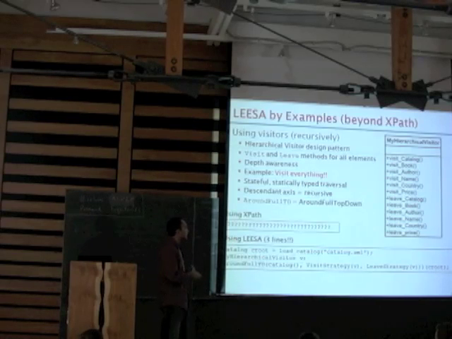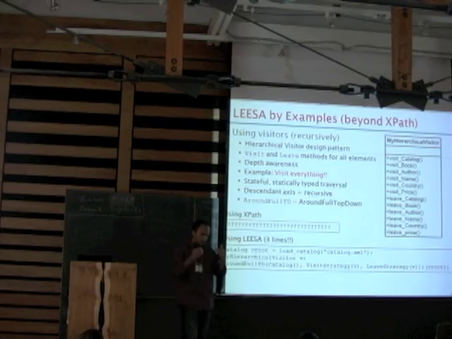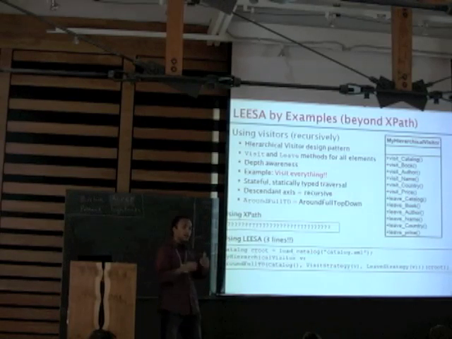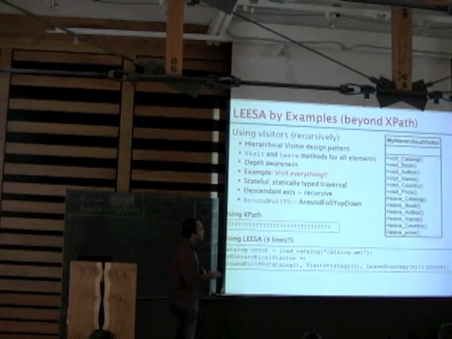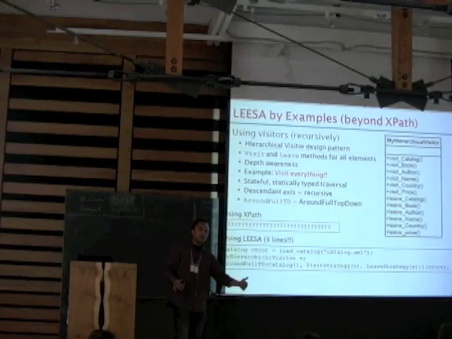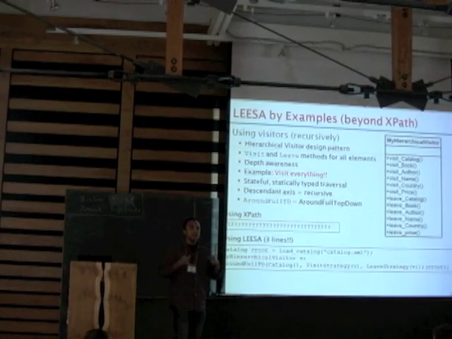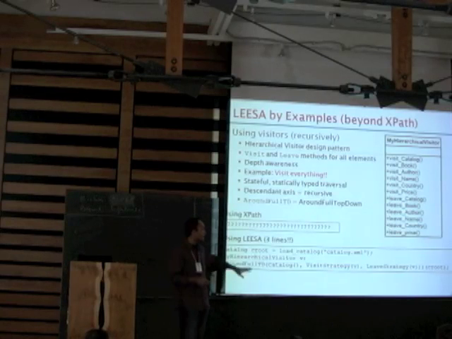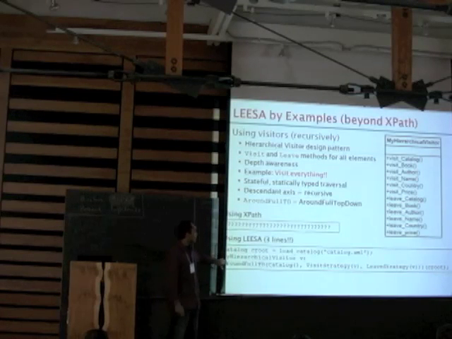All you do is you specify the root and you specify basically two strategies. While you visit it, call this particular function, visit catalog. And when you leave that, call leave. So now you have control over the depth of traversal. As it is drilling down your tree, it's calling visit as it goes down, and when it comes back up, it's going to call leave on its way back. So now you have a sense of depth in your traversal, and that's going to be completely automatic.